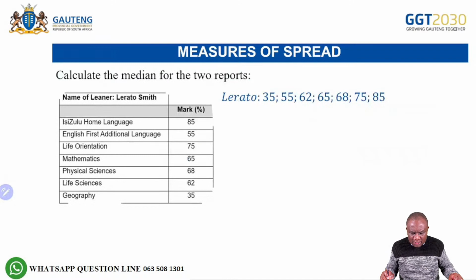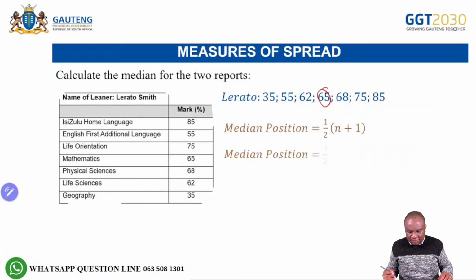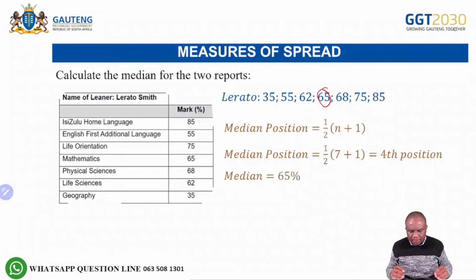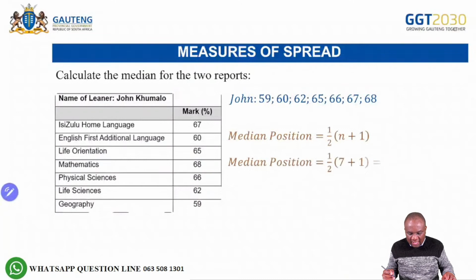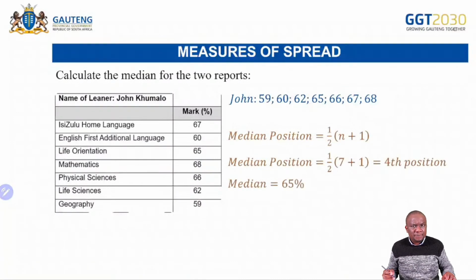The median for Lerato, the marks are already arranged in an ascending order, so the median will be 65 there, okay? The median is 65 for the position. Again, just listen. The median is 65% for Lerato. What's the median for John? The median for John, again, is 65%.